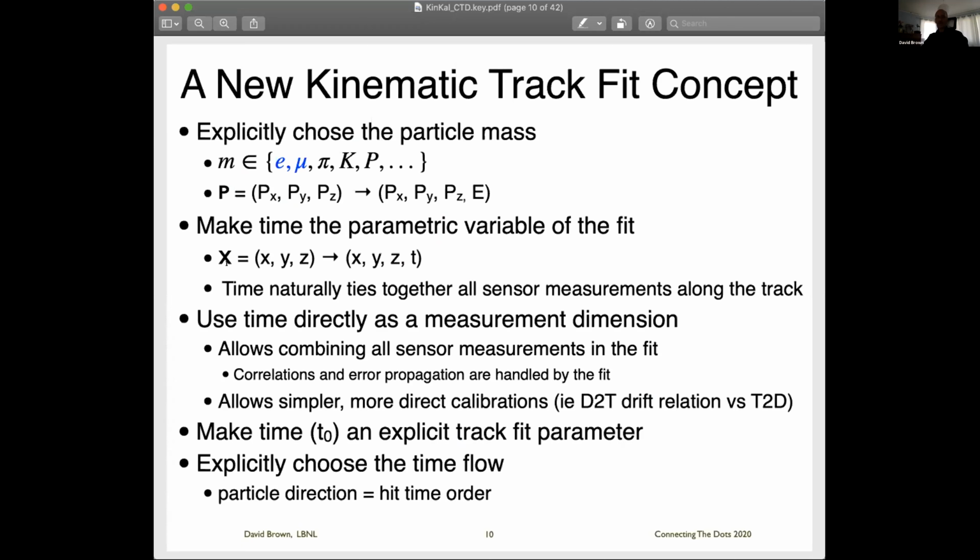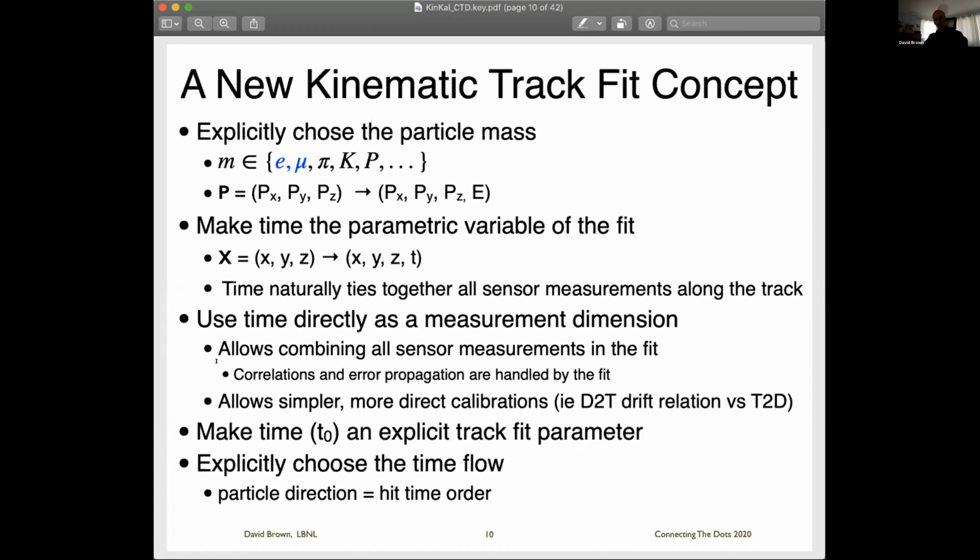So it becomes a parametric variable of the fit when you're describing the trajectory of the particle as it goes through the detector. In a way, it's an extension of this because we're just taking the 3-vector position and turning it into a 4-vector. And this time that's describing the passage of the particle through the detector naturally ties together all of the sensor measurements along the track and allows us to make these correlations. We use time directly as the measurement dimension. So when we've got drift and these light sensor measures from the calorimeter, it's the natural measurement dimension.